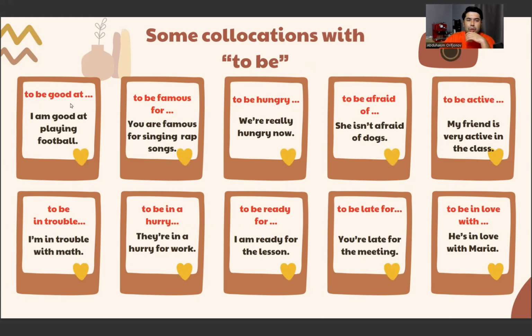Well, to be good at something. For example, I am good at playing football, like I do football well. To be famous for is kind of very like an actor or actress. For example, you are famous for singing rap songs. I am famous for teaching English.